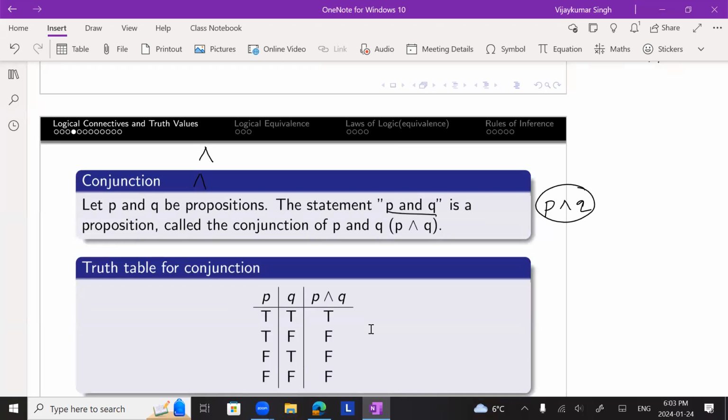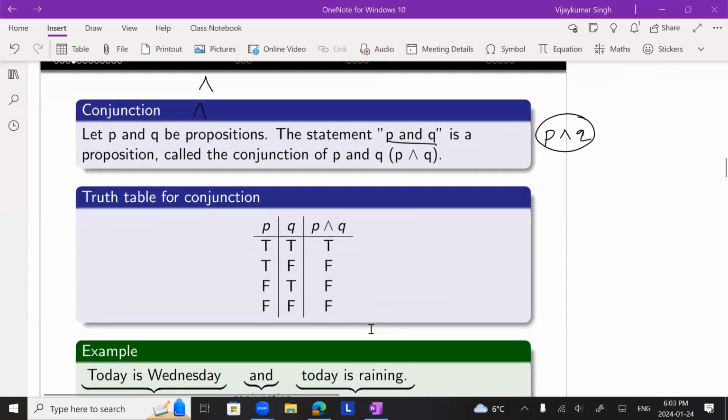So what is the conjunction of two statements? If you have two statements, they don't need to be primitive, then P and Q is true if and only if both of them are true. If both of them are true, then it is true. Otherwise, it's always false. So that is the meaning of a conjunction. We will mostly use and. So when I read this, I say P and Q.